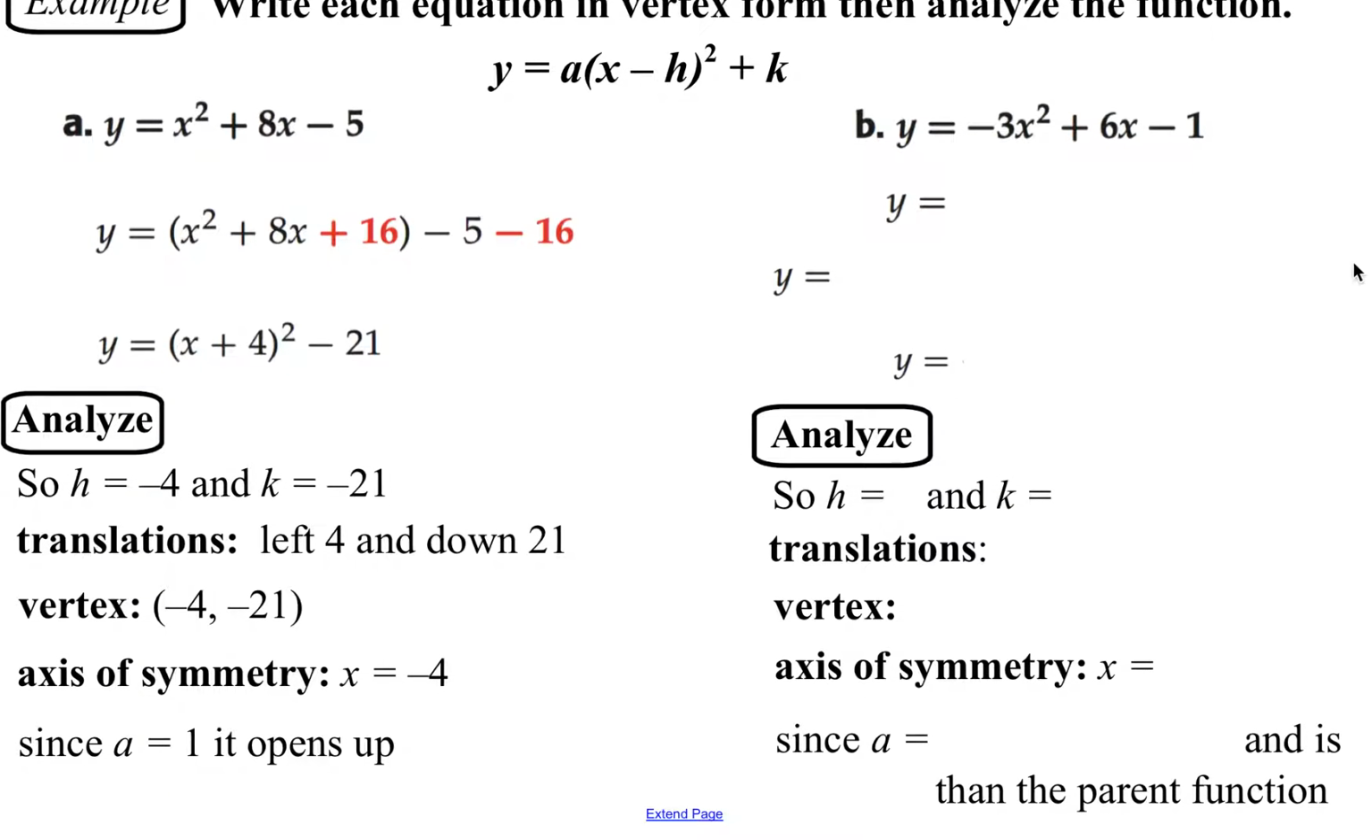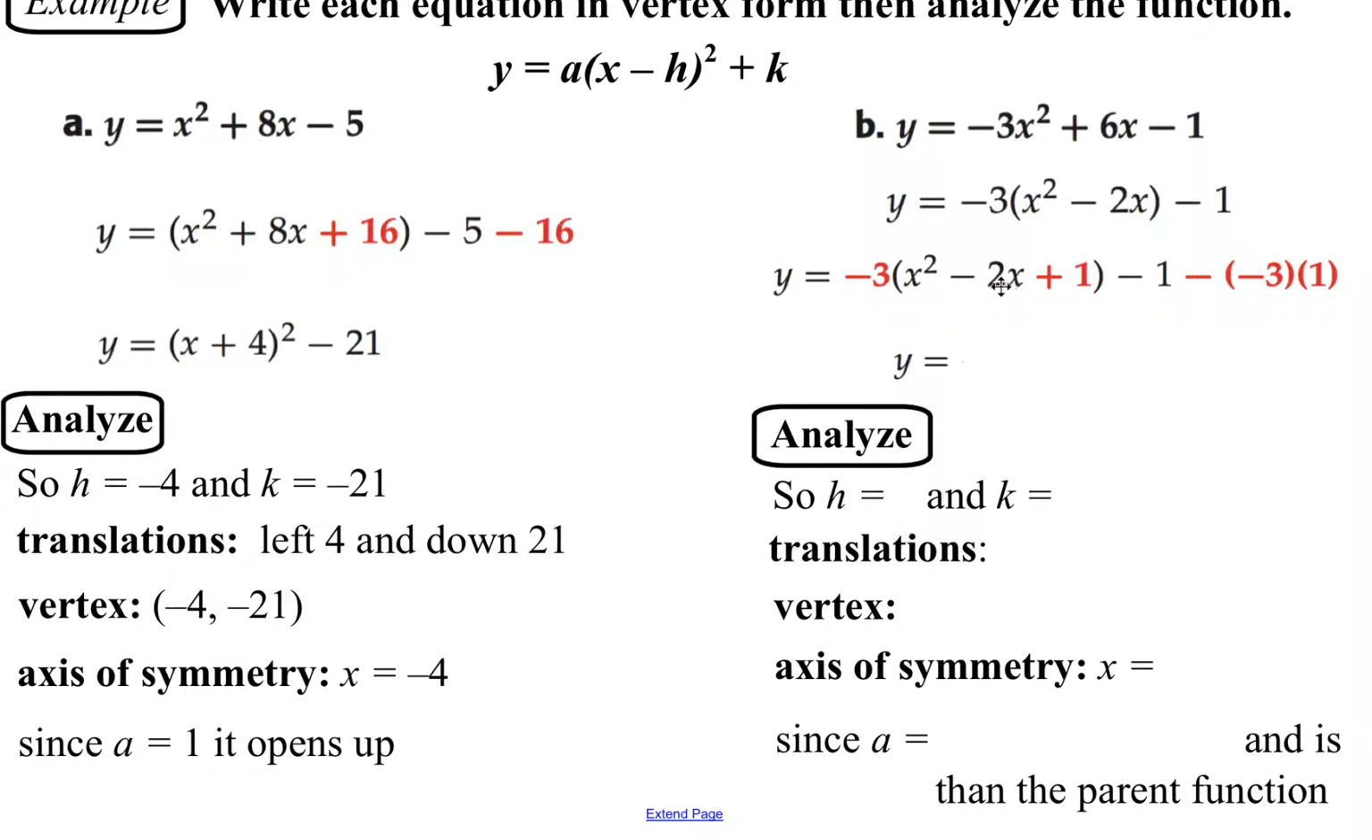The next equation over on the right-hand side, to put this one in vertex form, what I want to do first is factor out a negative 3 from the first two terms only. And then keep the negative 1 outside of the parentheses. And then what we're going to do is a partial completing the square on what's in the parentheses. This one gets a little bit confusing. So keep that negative 3 out there.